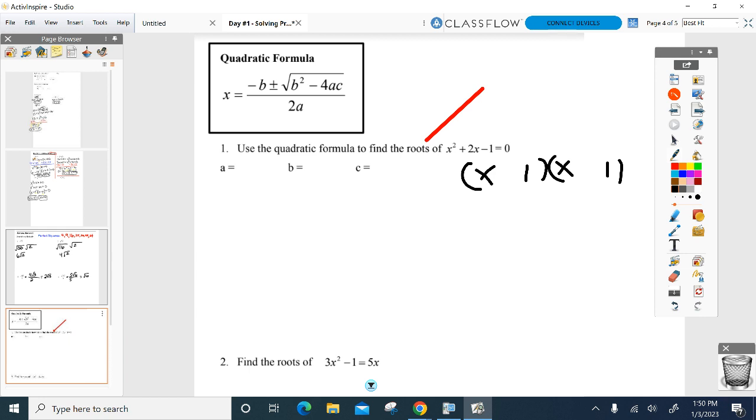See my problem? I try to make these add to 2. It's got to be plus and plus, but what's the issue? These don't multiply to -1. See what I mean? So you might be a factoring beast, but you can't factor. It's impossible. But I'm still looking for a value of x, so that's why I need to use quadratic formula. Okay?